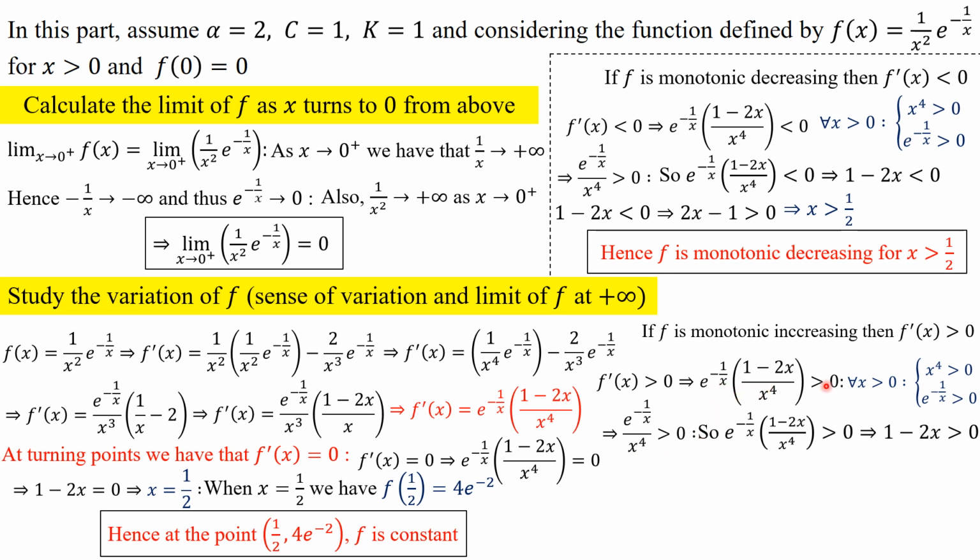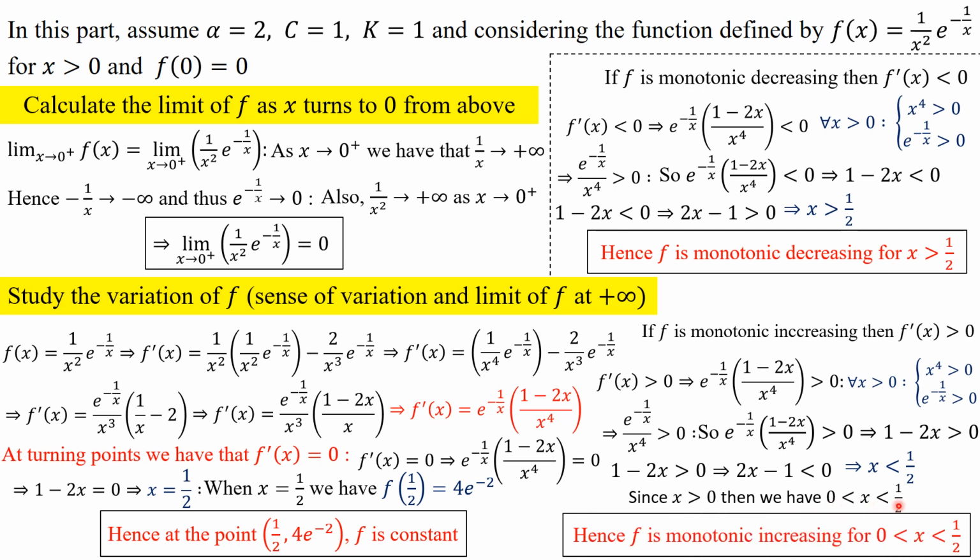So for this function to be greater than 0, the numerator must be greater than 0, since we have found that e raised to the power negative 1 over x divided by x raised to the power 4 is already greater than 0. So we just need to solve for 1 minus 2x greater than 0. We can divide all through by the negative sign. We get 2x minus 1 less than 0, so x is less than half. But we're also told that x is greater than 0. It means that x is between 0 and half. So we can draw a conclusion that the function is monotonic increasing for x in the interval 0 to half.